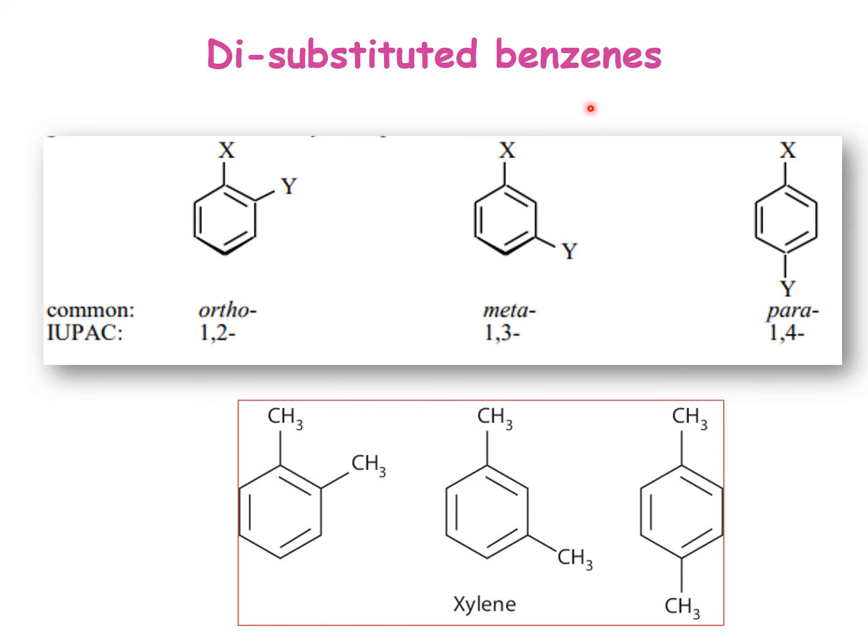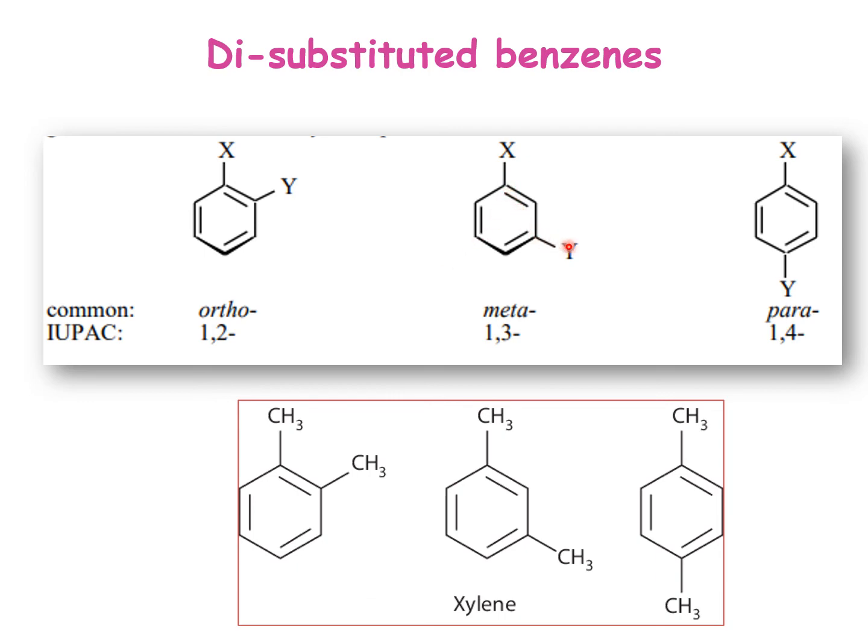In case of disubstituted benzenes, as I told you, we can have one root on which another substituent is present. But their mutual locations will also decide numbering. If the substituents are present on adjacent carbon atoms, then it is called ortho. If substituents are present at 1 and 3, so there are two possibilities.